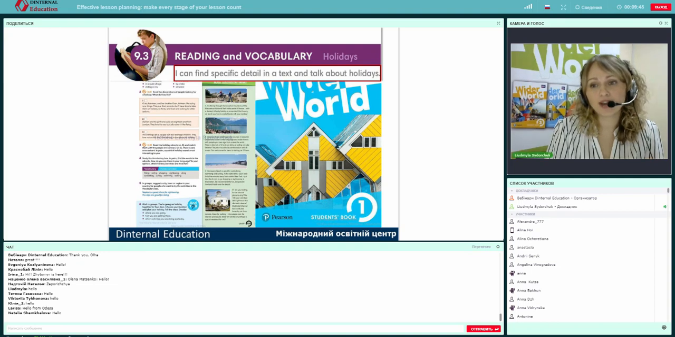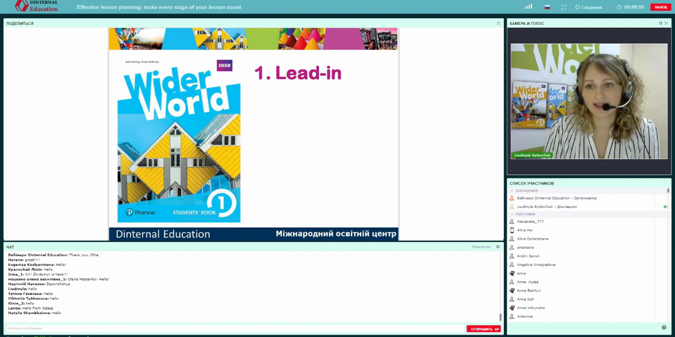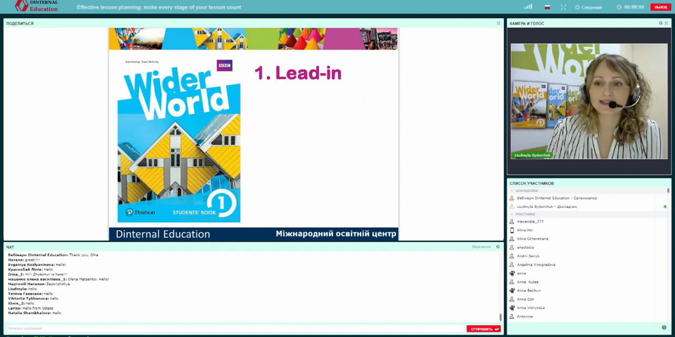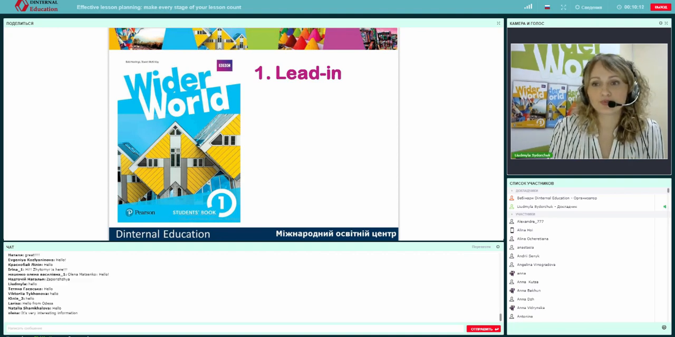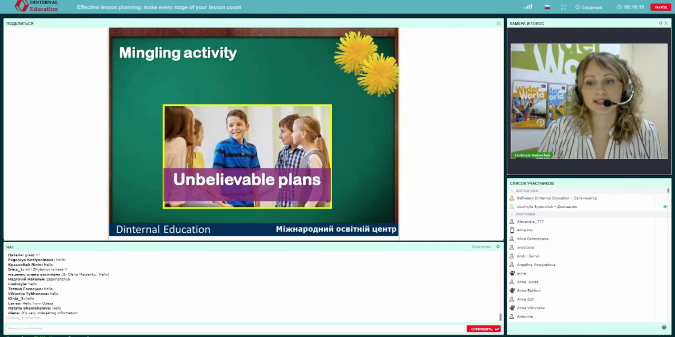As soon as I'm ready with the objective, with the final outcome of the lesson, I can proceed to the planning. I would start my lesson with a lead-in, as I was talking about this instant involvement. I usually start my lessons with the books closed. We don't open the books immediately. So this lead-in that I'm going to practice with my students will be called unbelievable plans, and it's going to be a mingling activity.